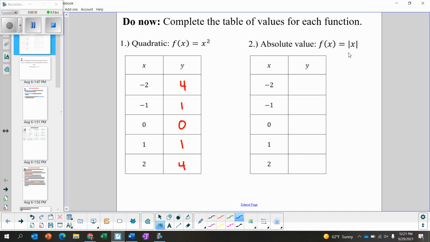And we know the absolute value is talking about the distance from 0. So how far away is -2 from 0? It's 2 units. Right? The absolute value of -1 is 1. The absolute value of 0 is 0. 1 is 1, and 2 is 2. These are called parent functions, which we're going to talk about.